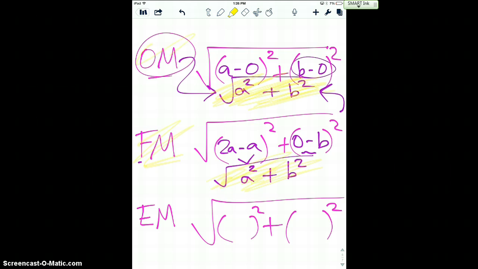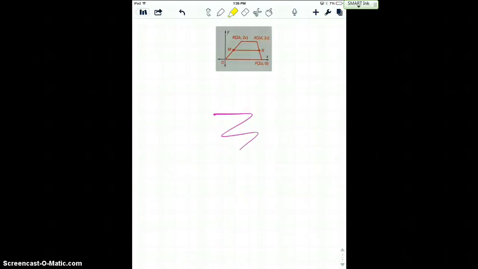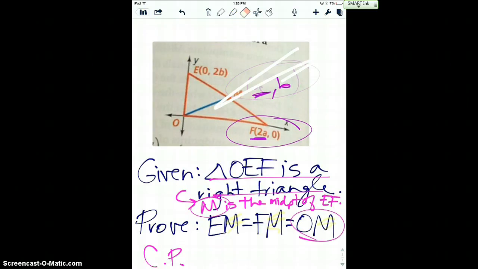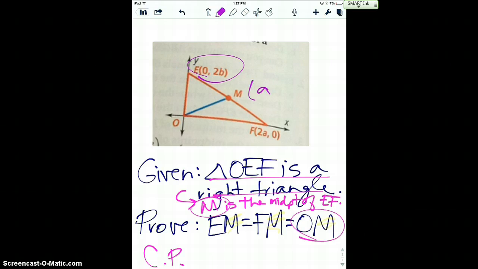So far I've shown OM is the square root of the quantity A squared plus B squared. I've shown FM is the quantity of A squared plus B squared, taking the square root of it. And now I need to get that same thing out of EM, and then I will be done. So EM, going back, EM, I have point E and I have point M.